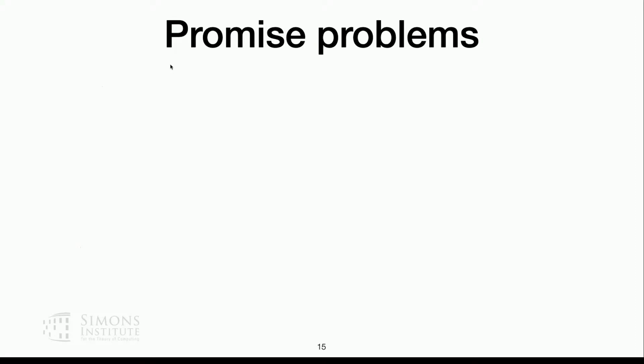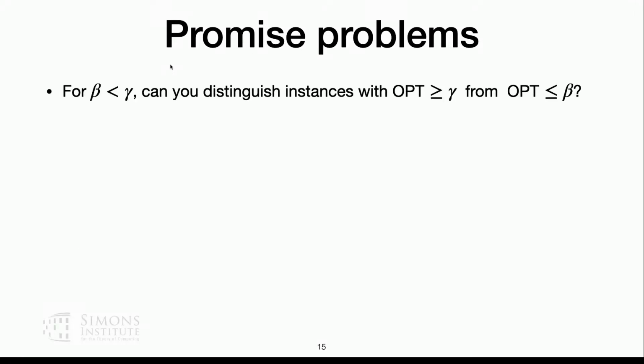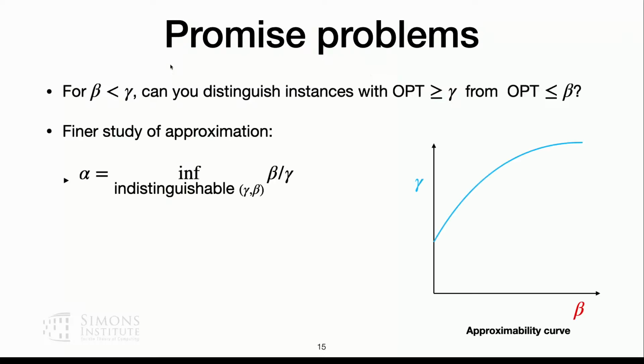Okay. It is also typical to study approximability of CSPs through the lens of promise problems. And what are these promise problems? So for every parameter beta less than gamma, you want to answer this question. Can you distinguish instances with value at least gamma from instances with value at most beta? So I give you this promise that it's either this or that. Can you actually distinguish these instances? Why are we interested in this notion? The idea is that if you're able to answer this question for the entire range of beta and gamma, that's actually a stronger and finer notion of approximation than the previous one that I talked about.